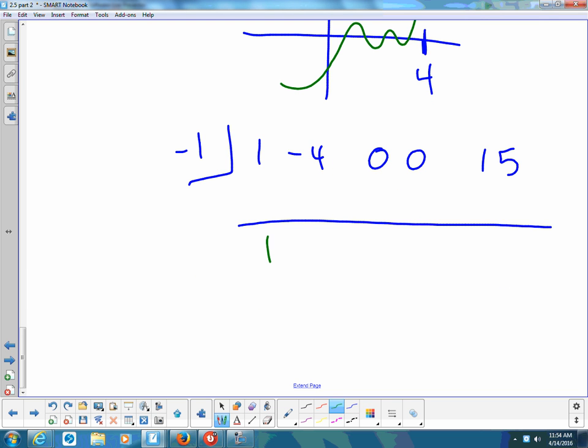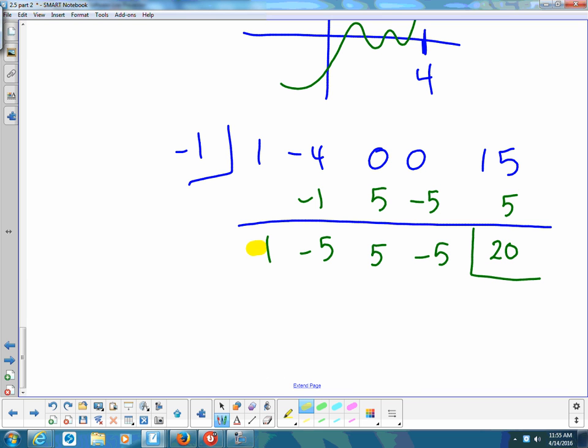Bring down the 1, multiply, that's negative 1, add, that's negative 5, multiply, I get 5, add, I get 5, multiply, that's a negative 5, adding, that's a negative 5, multiply, I get 5, add, I get 20. Does this look okay? What do we notice about these numbers here in this last row? Negative.